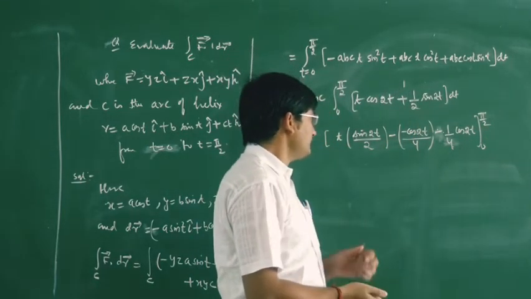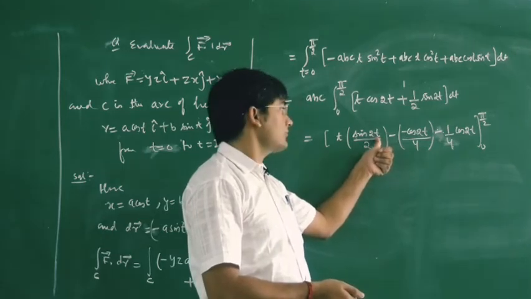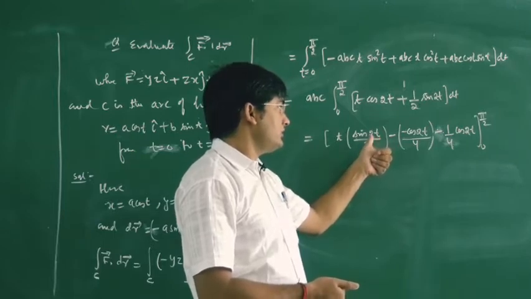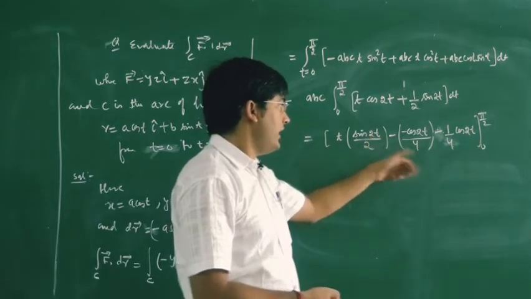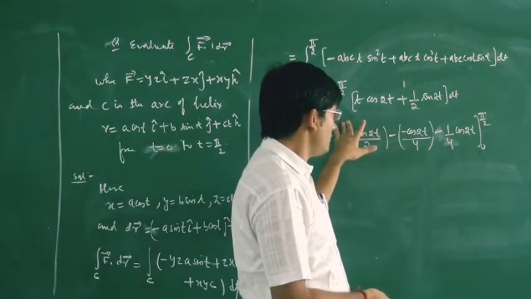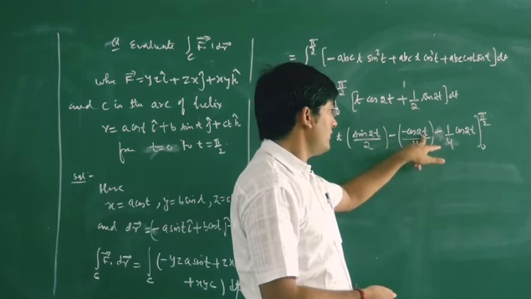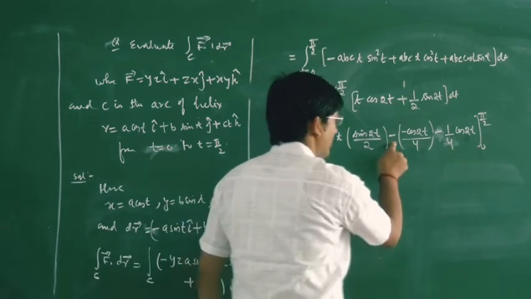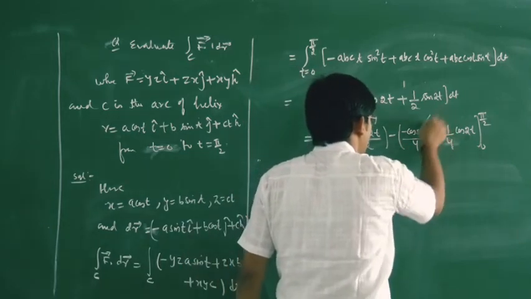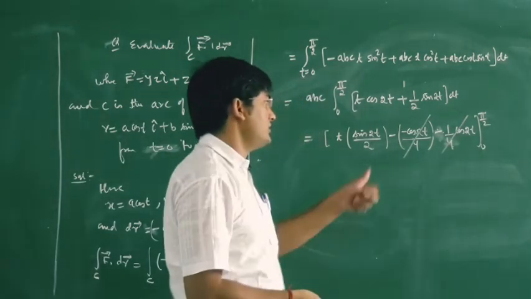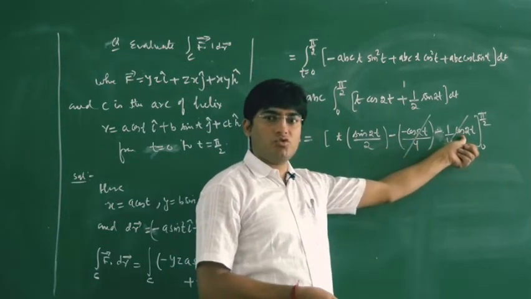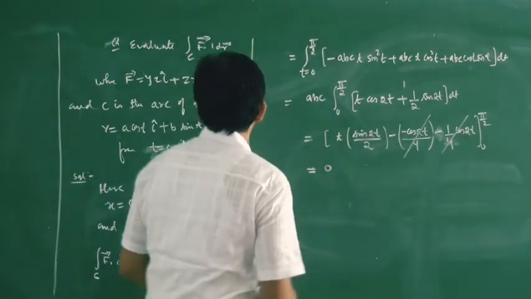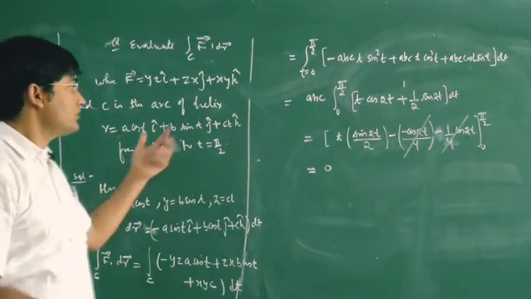Now you can see that this first term will be 0, because if you put t equal to pi by 2, this is sin pi, and sin pi is 0. And again for the lower limit it is 0. So this first term is 0 for both the upper and lower limit. Now here, this is minus minus plus, so this term is cancelled with this term, because this is plus cos 2t upon 4 and this is minus cos 2t upon 4. So the value of this integral is equal to 0. So the line integral in this case is equal to 0.